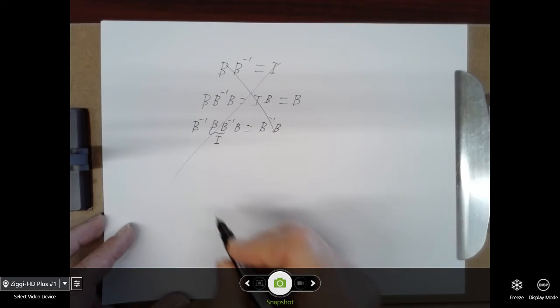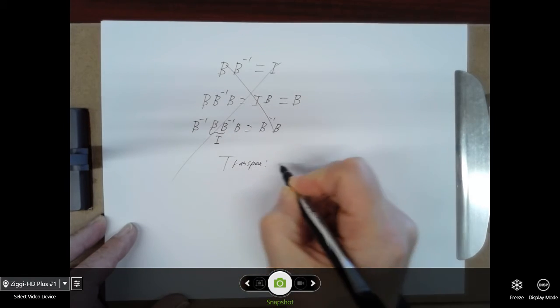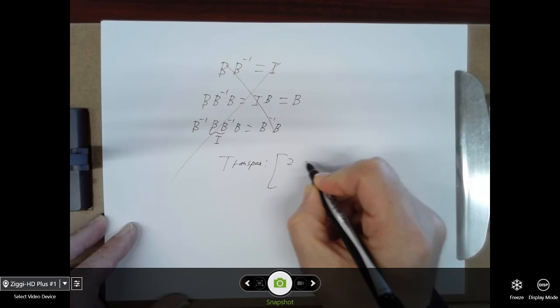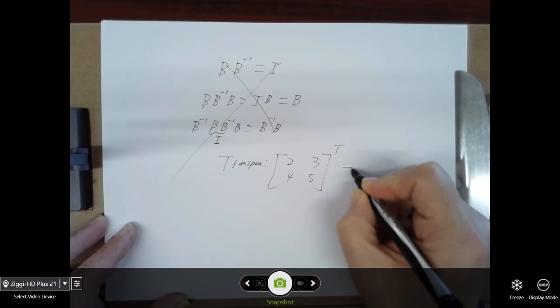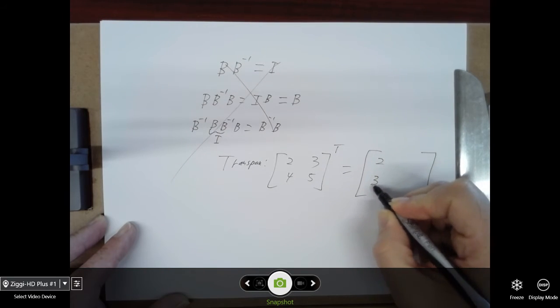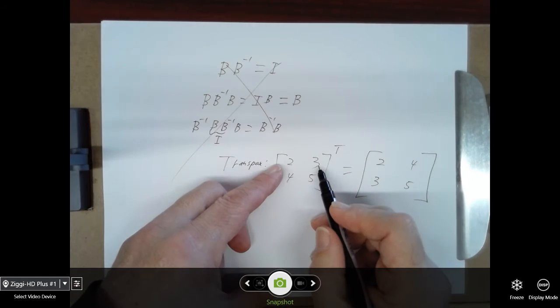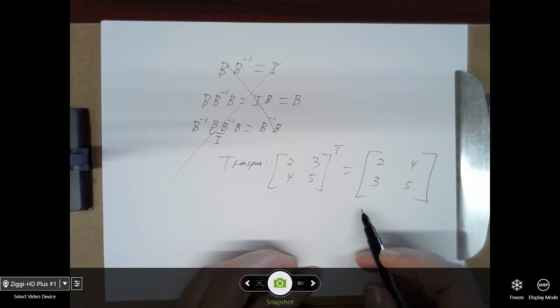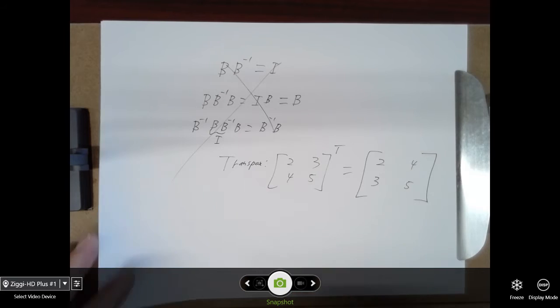So transposes. A transpose is just the same matrix with rows and columns swapped. So first row was 2, 3. If we transpose it, the first column is going to be 2, 3. Second row is 4, 5. Second column becomes 4, 5. So just reflect around the diagonal.